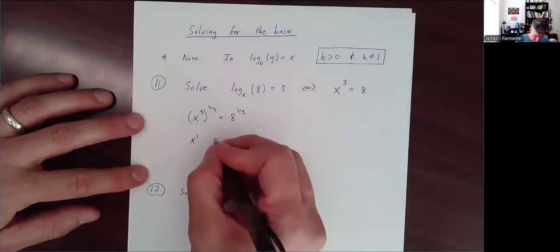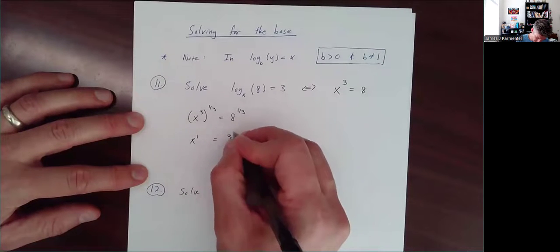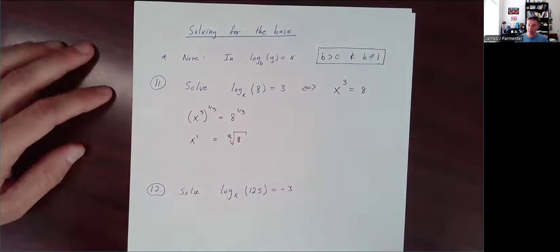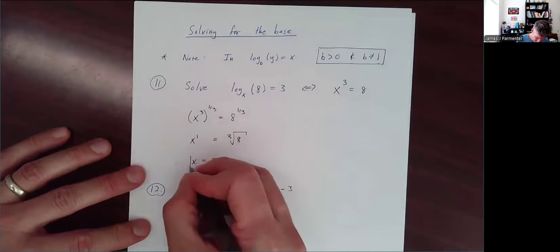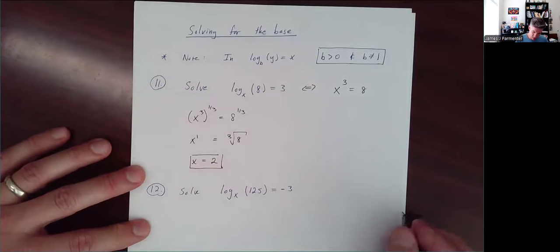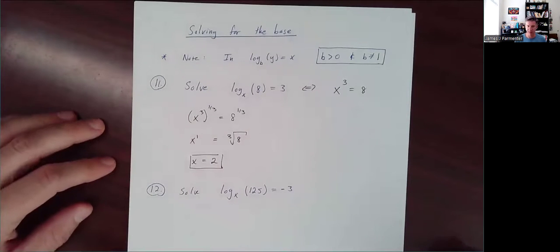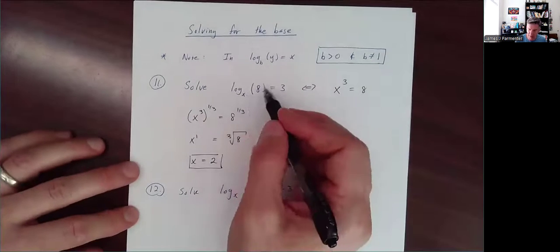Cube root of 8, you could just say is 2, or you could say, I'm going to rewrite it as the cube root of 8 because it makes me feel better. And then finally, we get x equal to the cube root of 8, which is 2. So now I would just say x. I would leave it like that. I wouldn't go back and be like log base 2 of 8 equals 3.